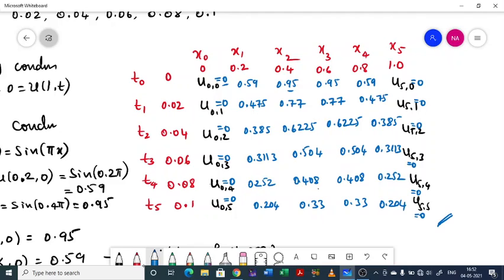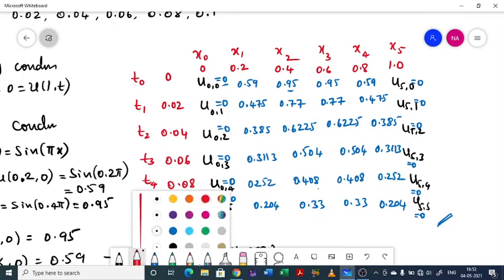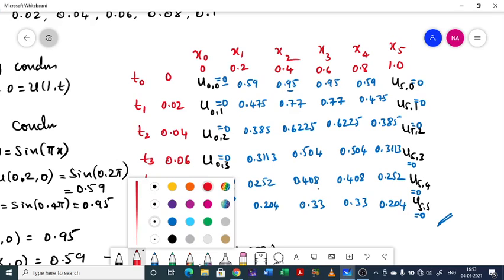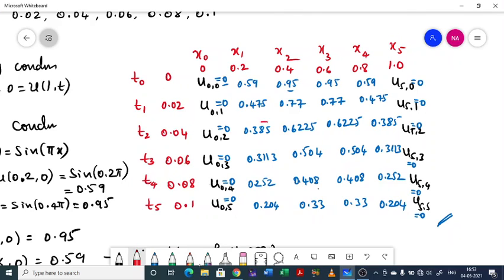So finally, all of this you have to make 0, so let it be. And here you need to write the values of u of 0.2 comma 0.04. So those values you have to identify. First one, u of 0.2 comma 0.004. So it is 0.385. This is u of 0.2 comma 0.004.